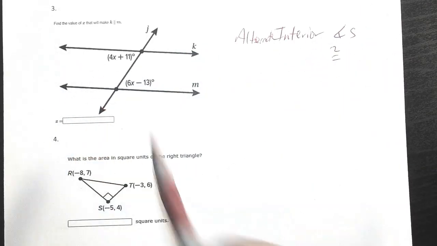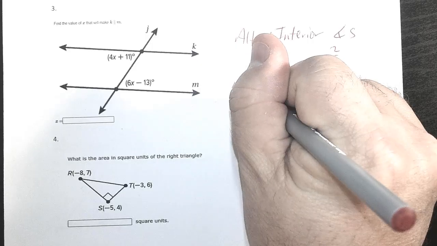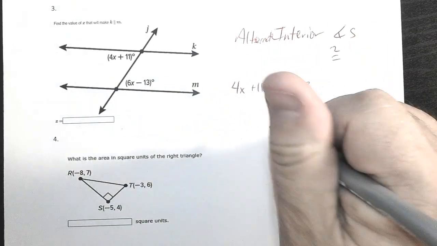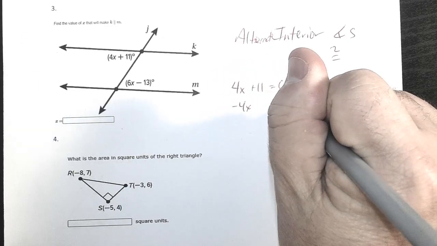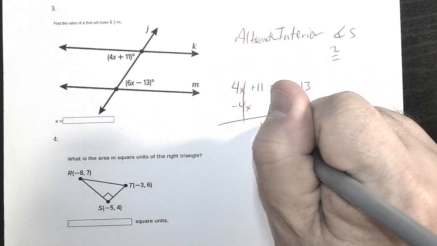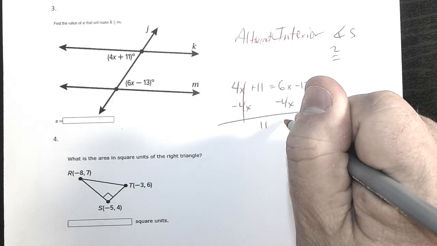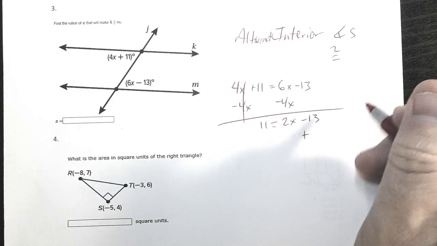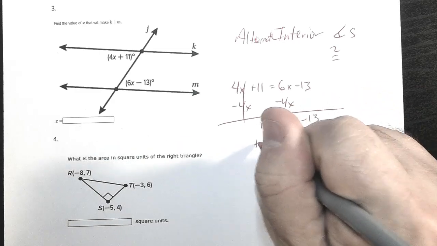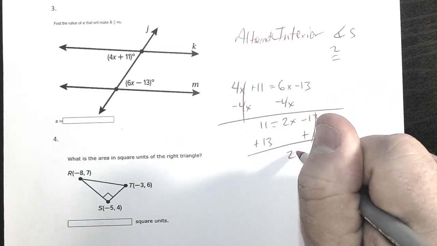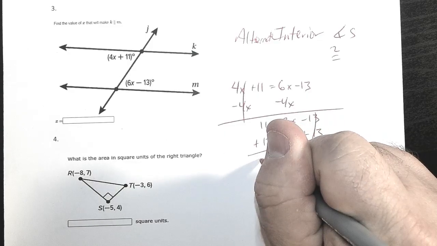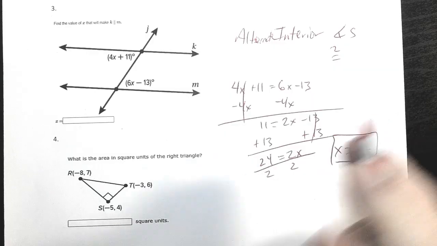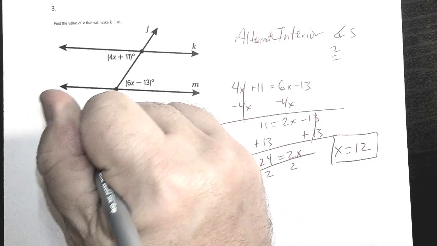So to solve for this, we got 4x plus 11 equals 6x minus 13. All right, so 4 is smaller than 6. This is the way I do this. We're going to subtract 4x. These cancel. 6x minus 4x is 2x minus 13. So let's add the 13 to both sides because we want to isolate x. These cancel. 2x equals 11 plus 13, which is 24. Divide both sides by 2. And x equals 12. And they asked us for x, so we just put in 12.